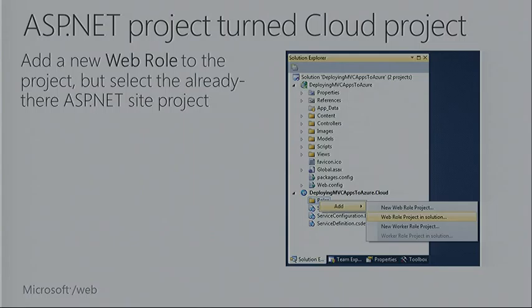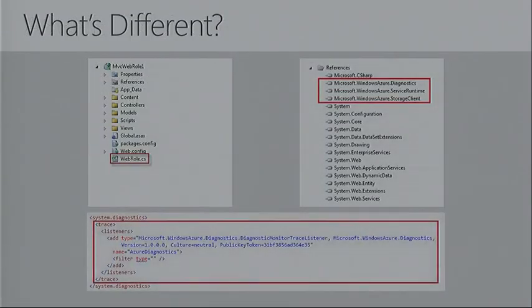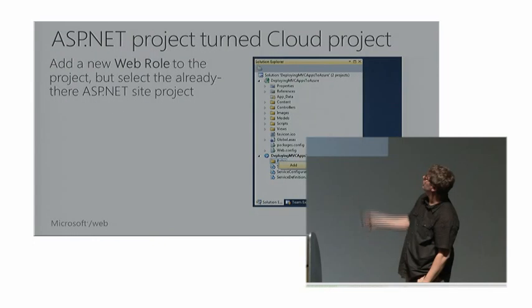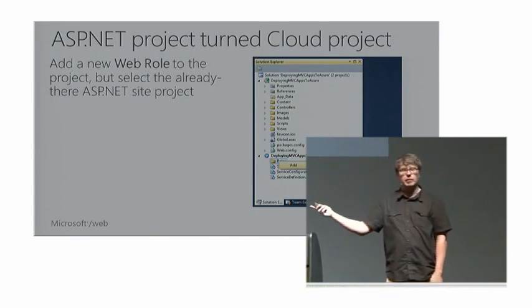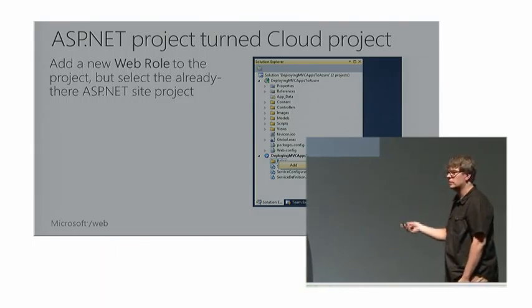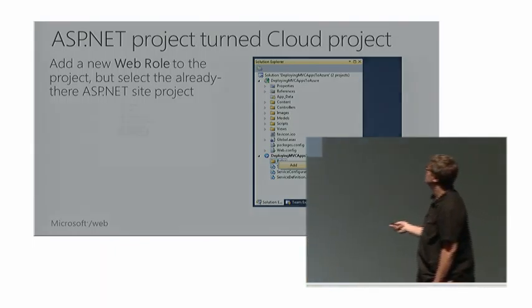And then you'll see a roles folder in your cloud project. And you would right-click that and say New Web Role Project in my solution. And it'll basically give you another dialog and ask you which one. You've only got one, so you would add that one. All right, takes about 5 minutes.